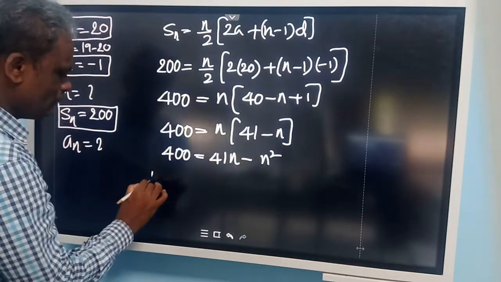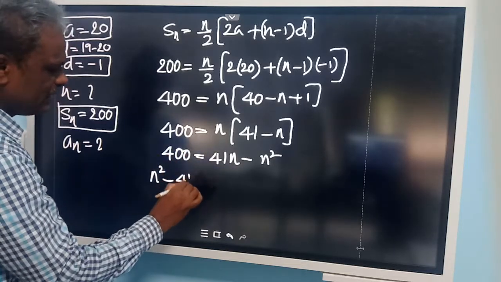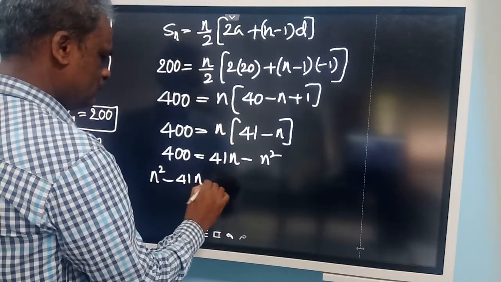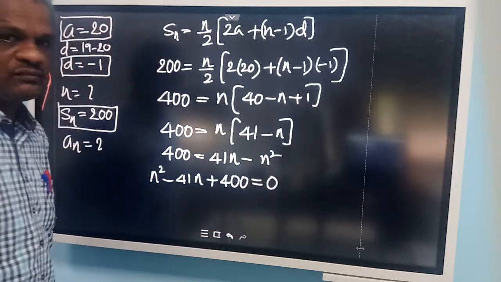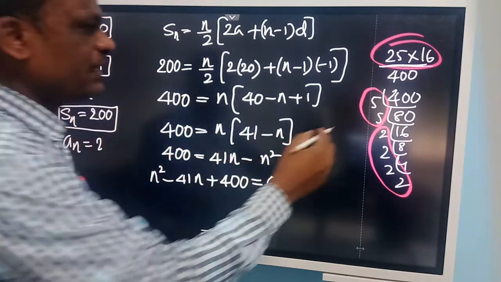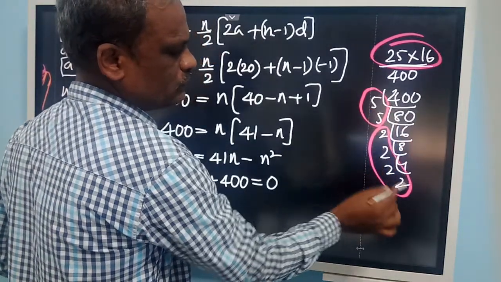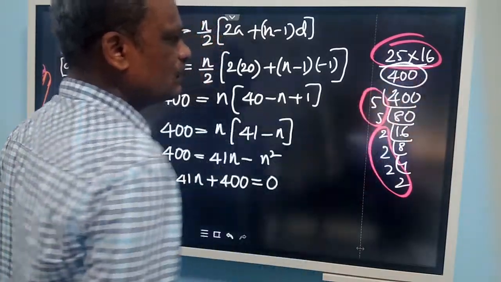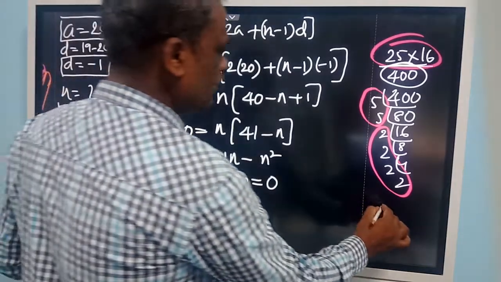Minus n square will become plus n square, 41 n becomes minus 41 n, then plus 400 is equal to 0. Now you have to factorize this by splitting the middle term. After factorizing 400 you will get 5 into 5, 2 into 2 into 2, like that it is 16 and 25 gives you 400. If you add or subtract you should get 41.